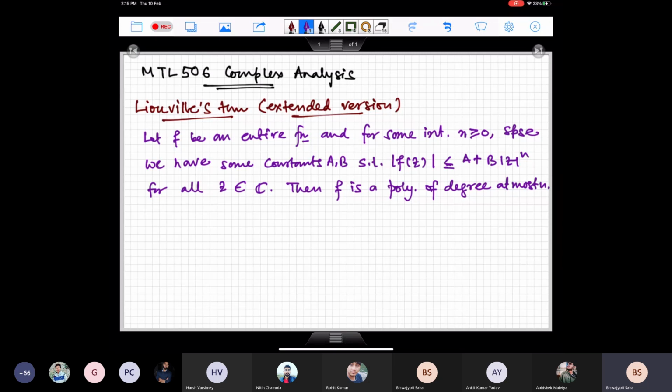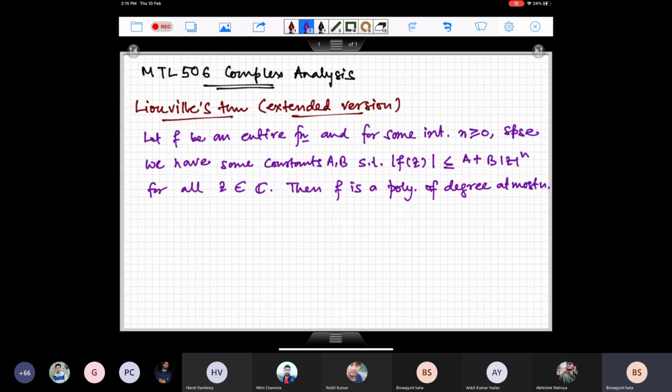Okay, so this is a very interesting extension of Liouville's theorem. It says that suppose I have an entire function and I have an integer n bigger than or equal to 0, where the growth of my function is at most like mod of z power n, then my function has to be a polynomial of degree at most n.